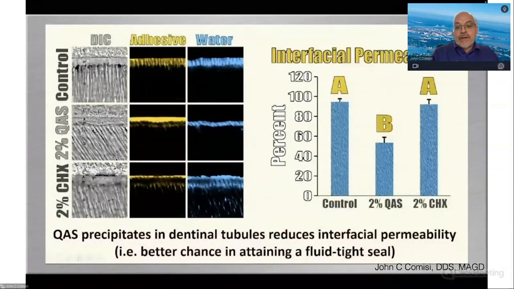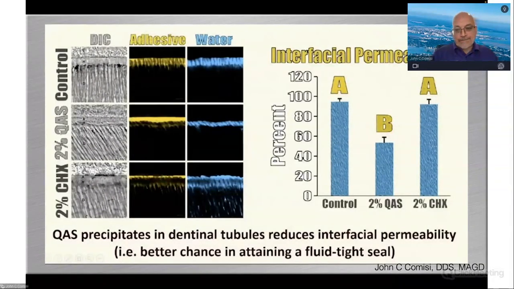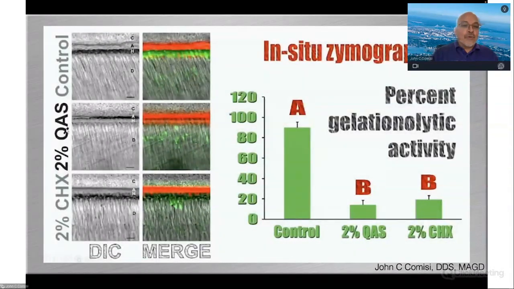The other aspect that's really very interesting is that it reduces the interfacial permeability, meaning that the moisture that may otherwise have penetrated into the adhesive and into the composite material doesn't have the ability to break down, and hydrolytic breakdown is significantly reduced with the application of the K21 product. And also it reduces the bacterial proteolytic enzyme breakdown, as you can see here, in that the QAS has very little green in the zymograph as compared to the control, and equal to or superior to that in the 2% chlorhexidine.